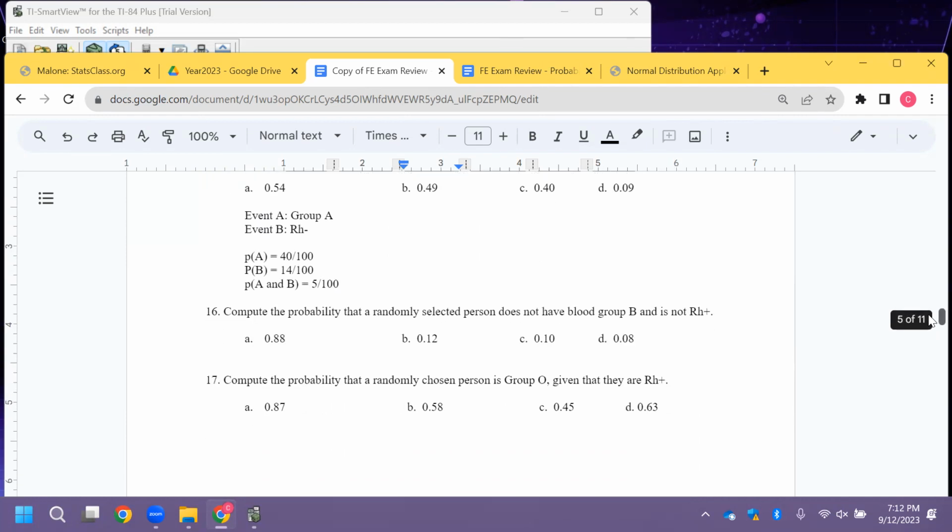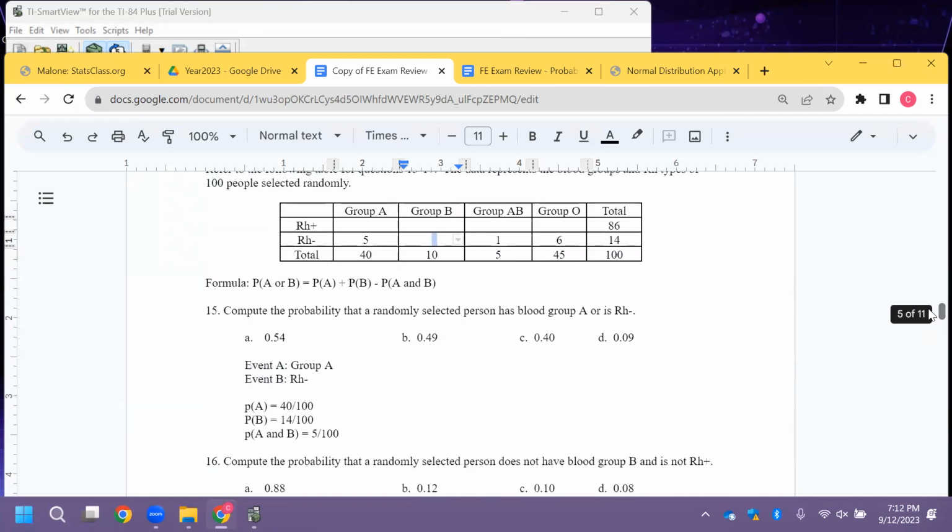Compute the probability that a person is group O, given that they are Rh positive. Okay, so now let's back out of that a little bit. We know, given that they are Rh positive, that means this stuff is out. We know that they're Rh positive. Group O is 39, but what is my denominator? Not 100, because we are given that they're Rh positive. My denominator is 86. So whatever 39 divided by 86 is.